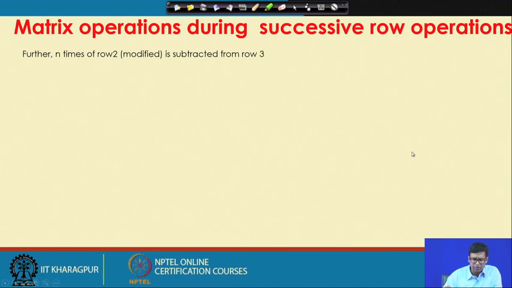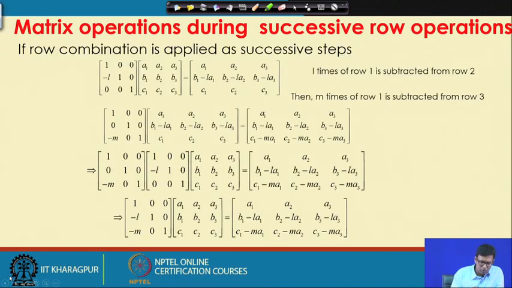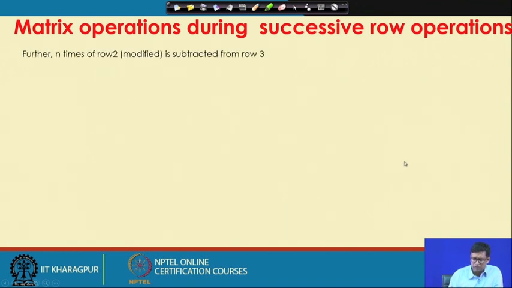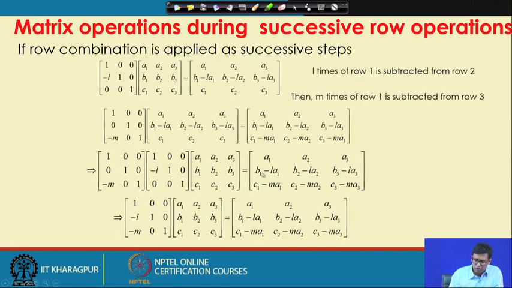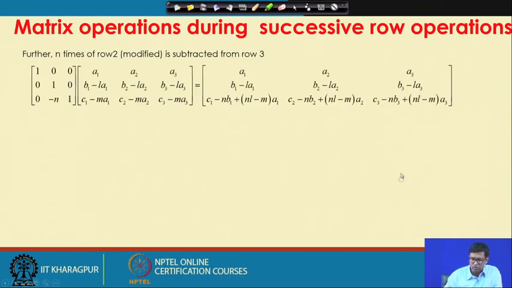The next step will be n times row 2, like row 2 has to be multiplied with something and subtracted from row 3. So, n times row 2, which is the modified row 2, is subtracted from row 3, but the modified row 2 is modified as the terms of row 1 are added to it, and row 3 is also modified. So, with the new matrix you use a multiplier matrix and you get this particular term.